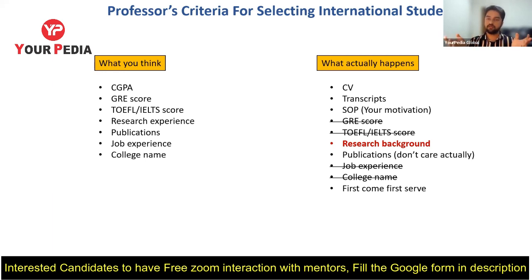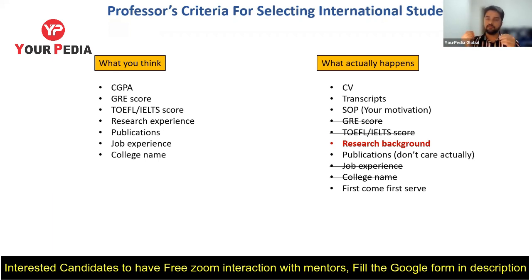And the GRE score. I was asking my professor whether they check the GRE score in students' profiles. GRE is basically the last priority for a PhD candidate. If you don't have anything else in your profile, then obviously professors are going to check your GRE score.